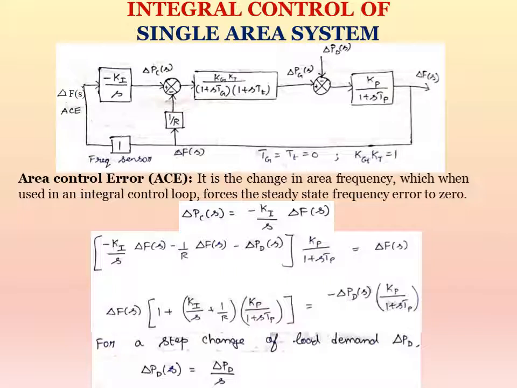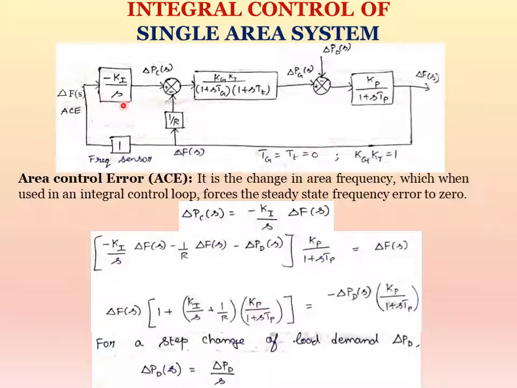Now, the integral control is composed of a frequency sensor and an integrator. The frequency sensor measures the frequency del F and this error signal is fed to the integrator. The input to the integrator is called the area control error, ACE, that is your del F. The area control error is the change in area frequency which, when used in an integral control loop, forces the steady state frequency error to 0. So your frequency error will be 0 when we are using the area control error, and this will be given as the input to the integrator.